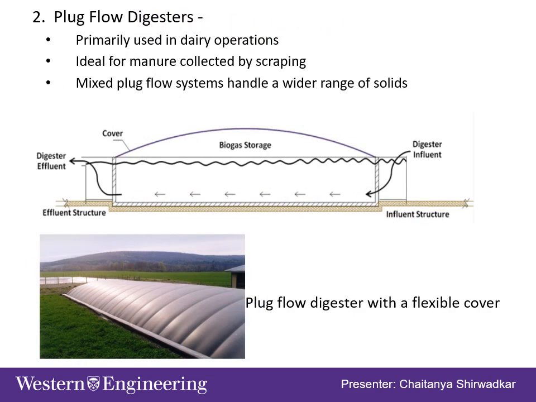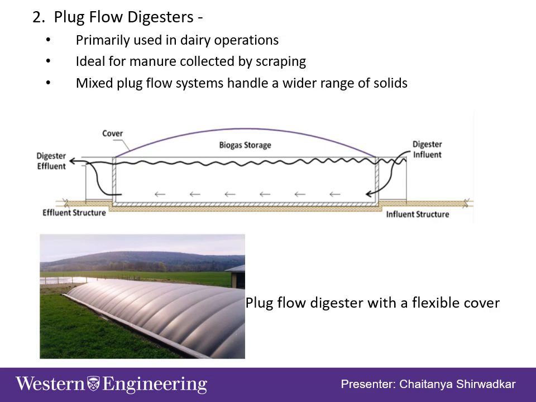Next is the plug flow digester, which is a type of anaerobic digester commonly used in dairy operations. It's particularly well suited for handling manure collected through scraping. The diagram shows a long covered tank with a flexible cover, where one end of the tank is assigned as the influent area where the organic waste enters, and the other end is the effluent area where the treated material exits. The waste matter moves through the tank in a plug-like fashion. That's why it's termed the plug flow digester.